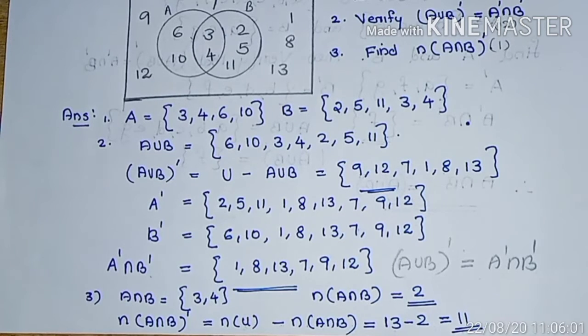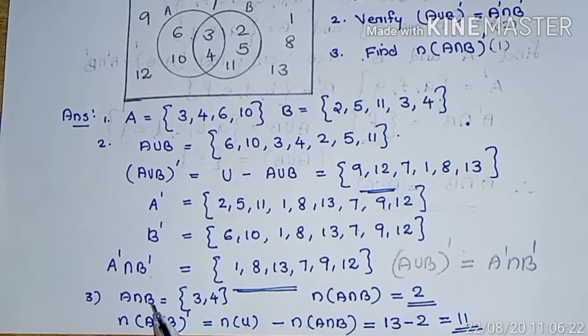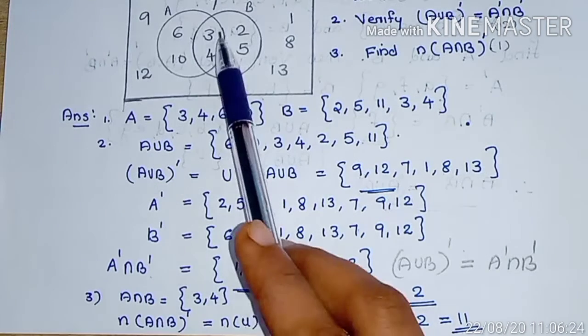So, which elements are common in both A' and B'? {1, 8, 13, 7, 9, 12}. So, we find that (A ∪ B)' = A' ∩ B'. This is De Morgan's law. Okay. Then, third question, find A ∩ B. A ∩ B = {3, 4}.